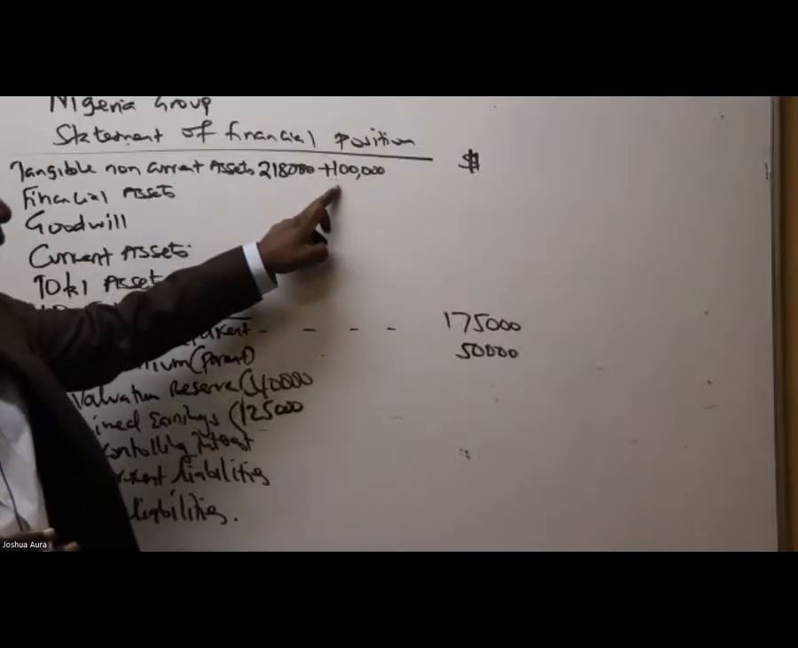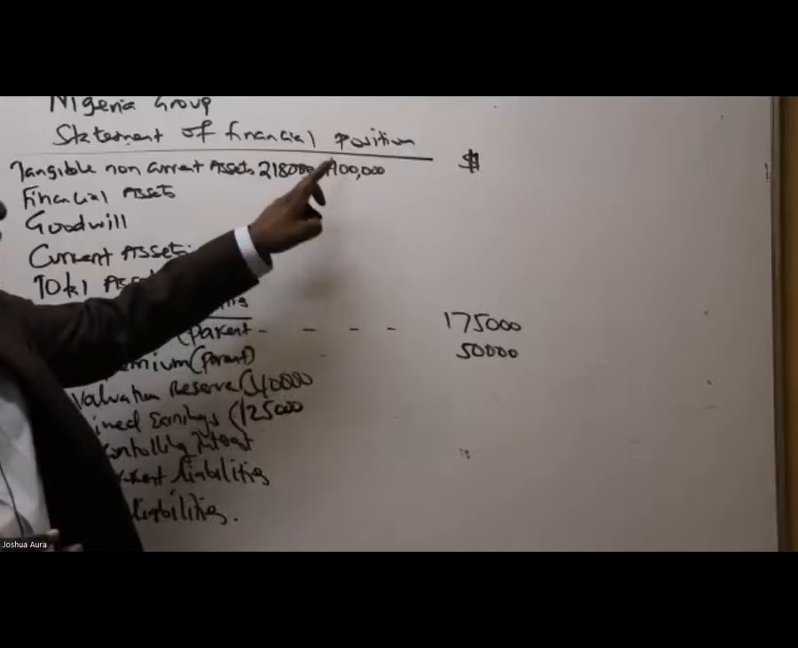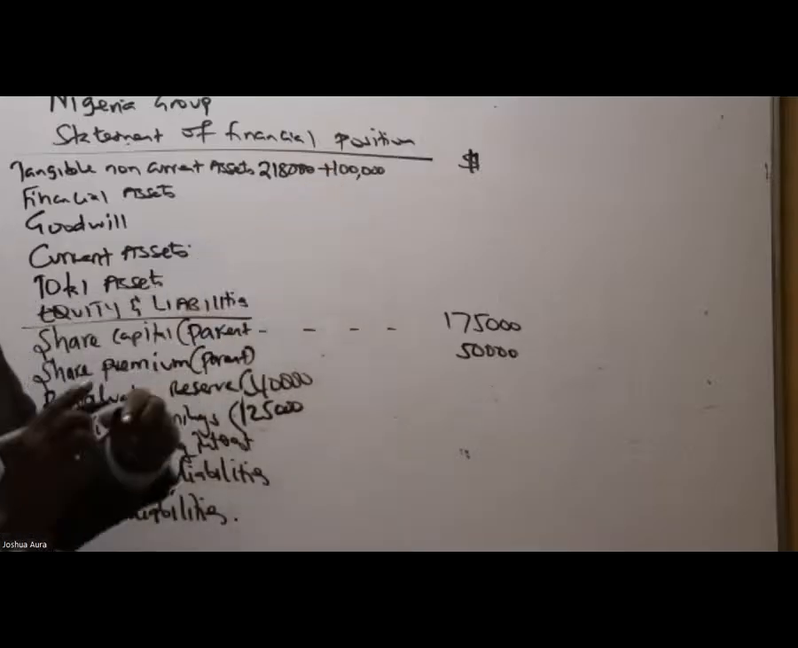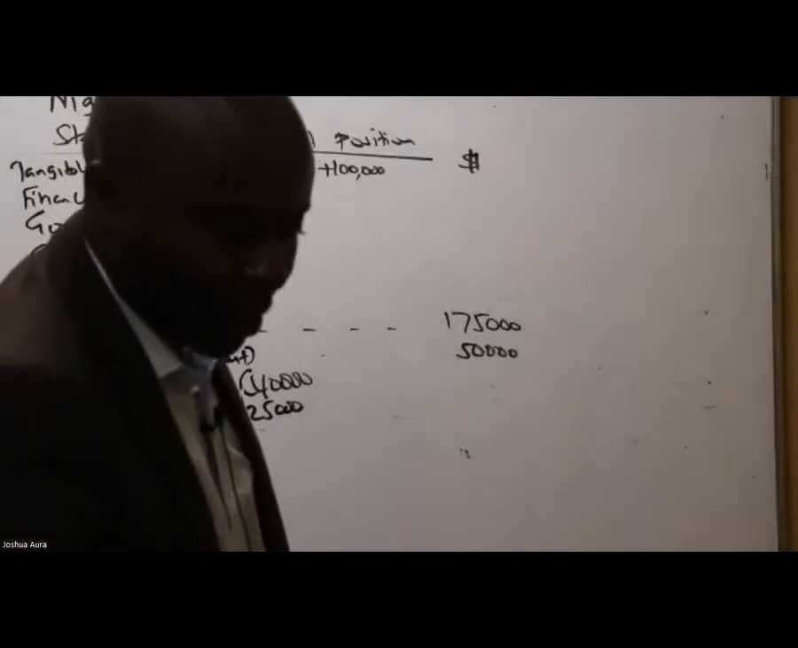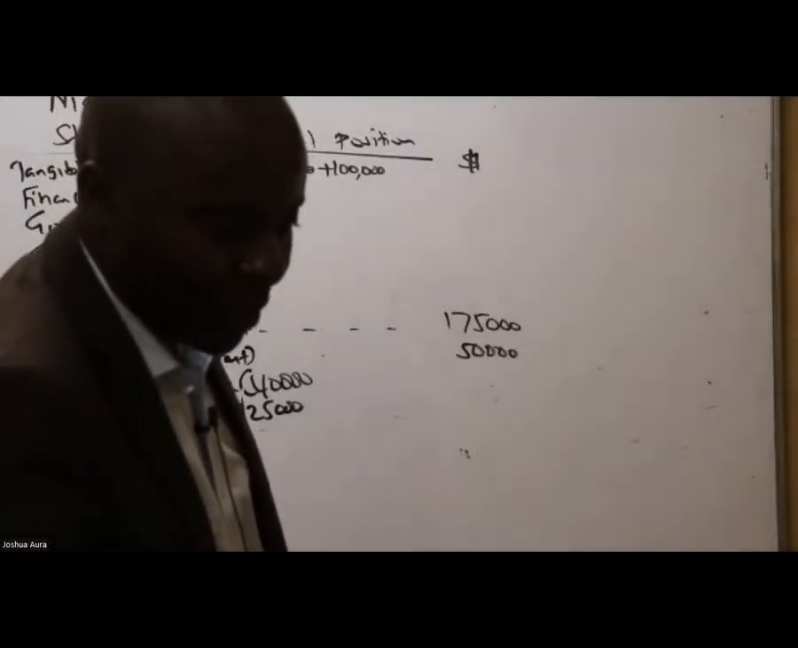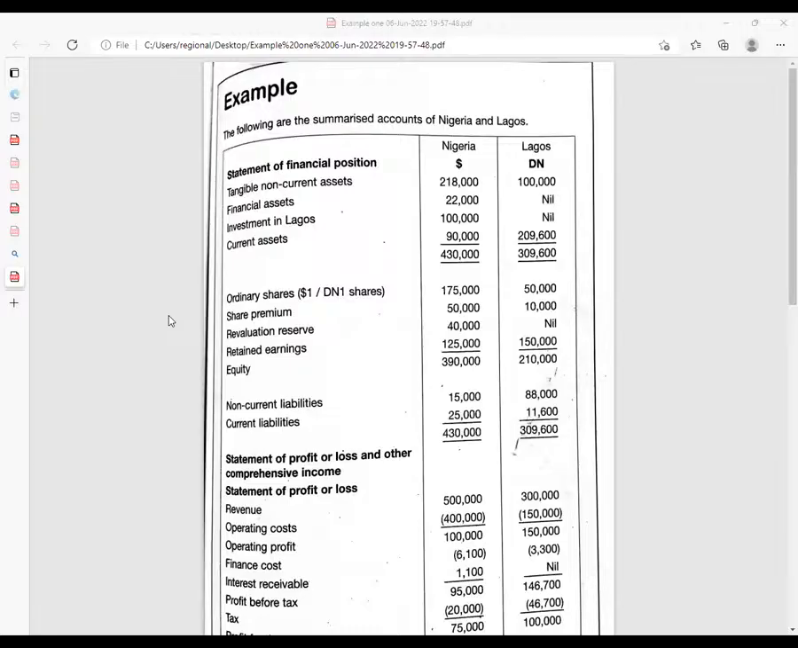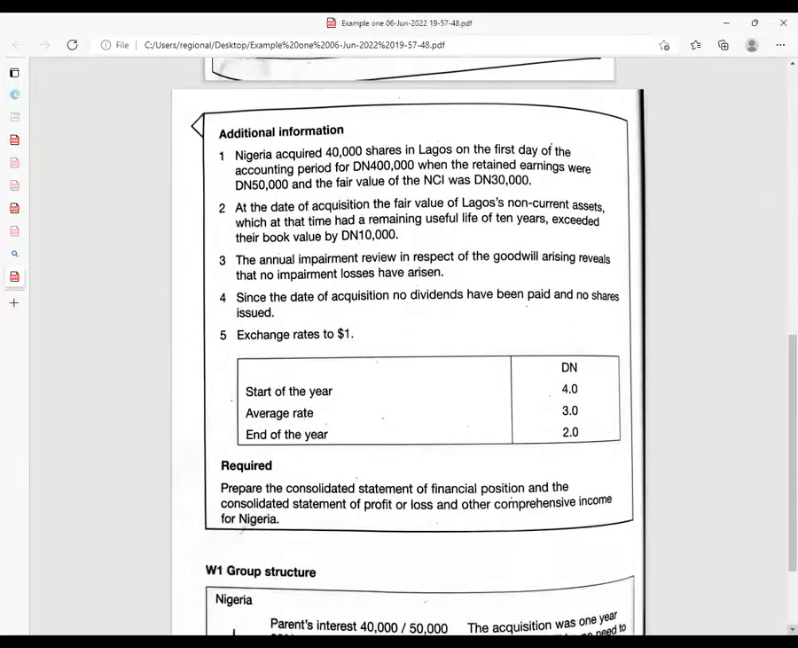So please tell me, for this 100,000 tangible non-current asset, which rate should I use to translate it? The exchange rates are given down here. Which rate should I use?